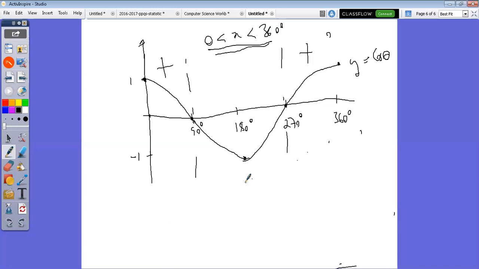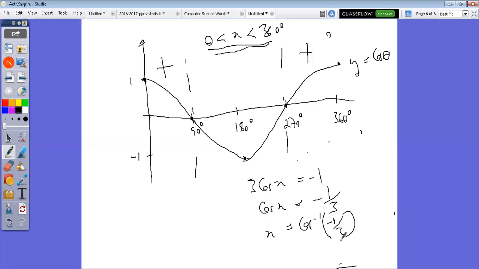If we say 3 cos x is equal to minus 1. So it means cos x is equal to minus a third. Then x is equal to arc cos of minus a third. 109.5, which is fine. Second quadrant, which is negative. So 109.5.